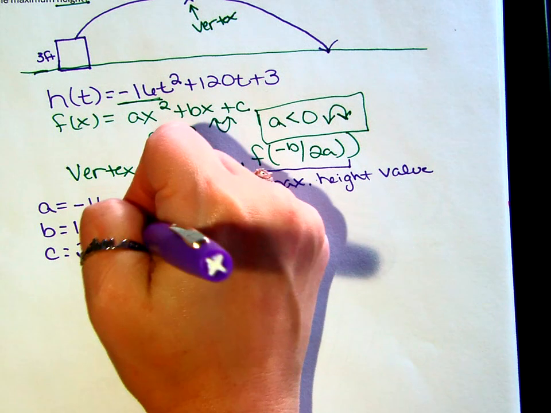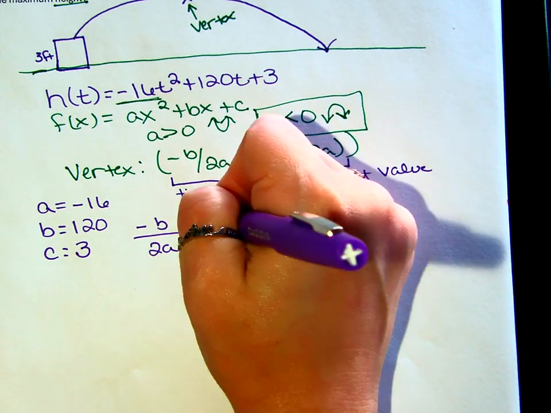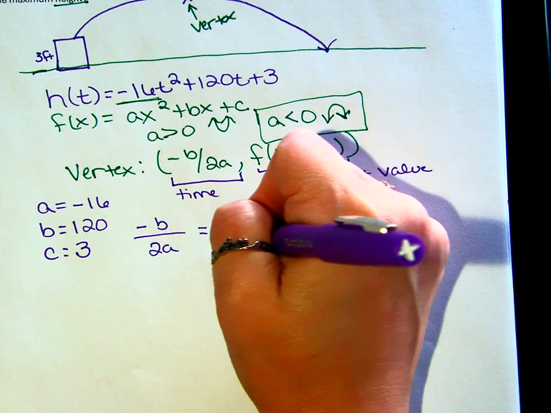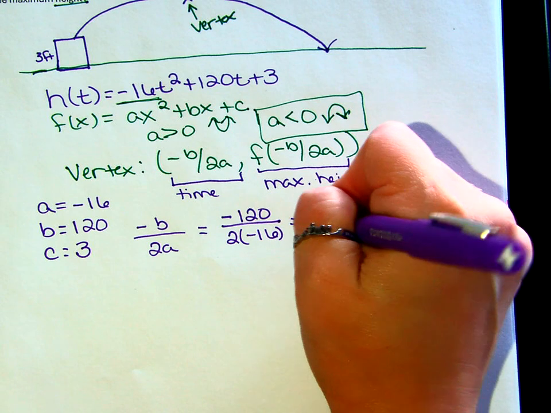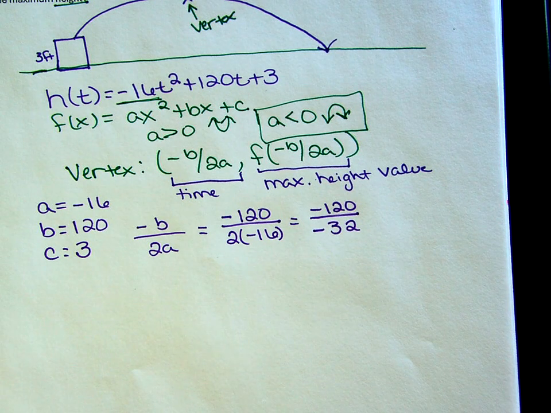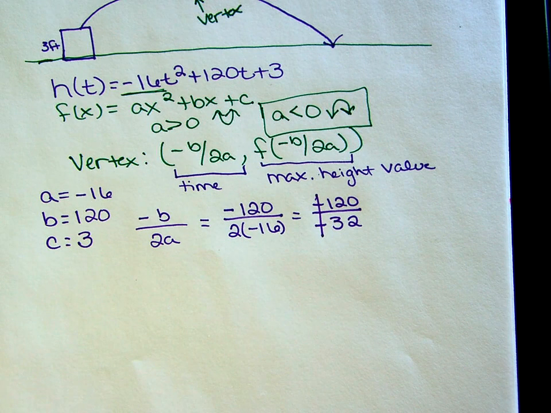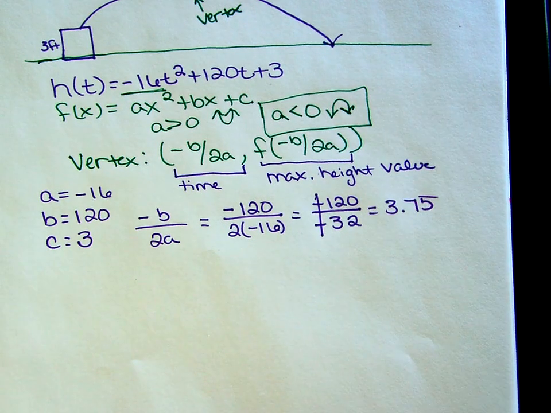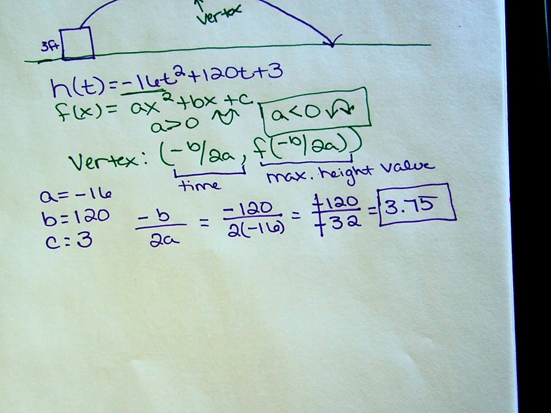So I need to find negative B over 2A. Well, negative B would be negative 120 over 2 times my A, which is negative 16. When you have a negative over a negative, those are going to make both of those positive, so we don't have to worry about that. You take 120 divided by 32, you get 3.75. So in a little less than 4 seconds, we're going to reach our maximum height with this rocket.